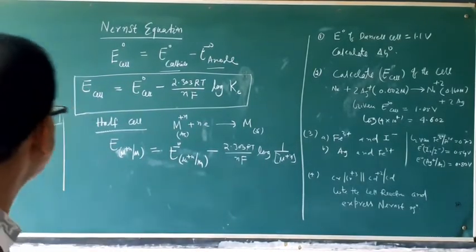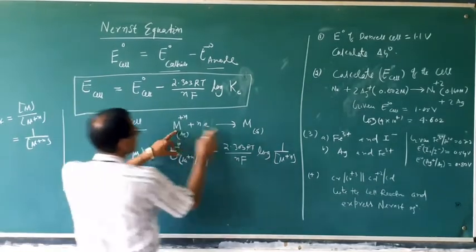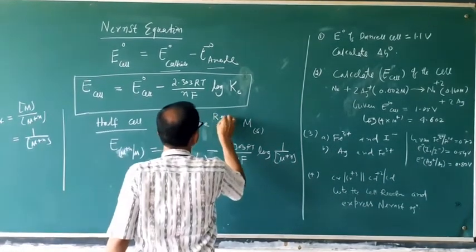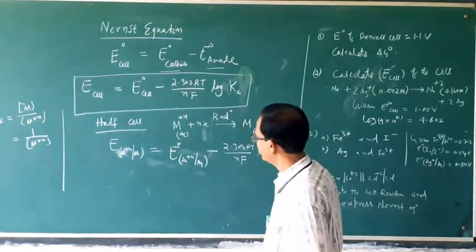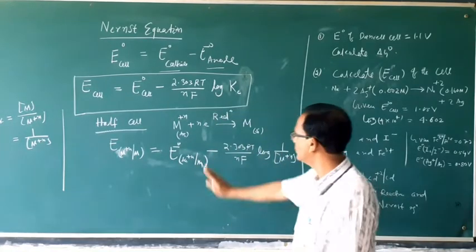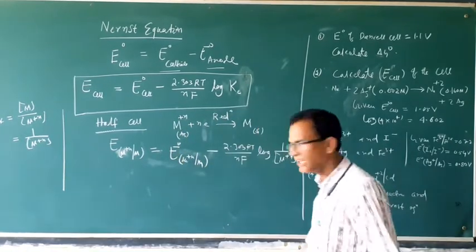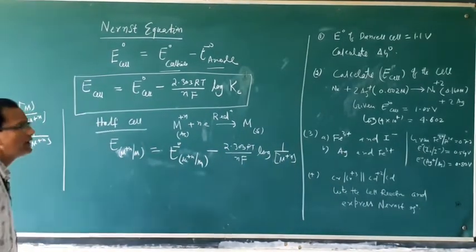For any half cell, first it should be written in reduction form. Then its E cell will be in this way. E cell is equal to E naught cell of this half cell minus 2.303 RT by nF log 1 by M^n+.